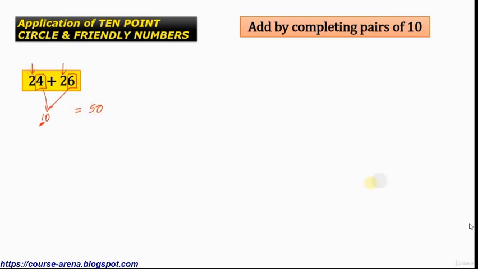Let us take another example. Now over here we observe that 7 plus 3 will be added and will give us 10. Similarly 6 plus 4 will be added and give us 10. Now it is very simple to add 10 and 10. We will get the answer as 20.